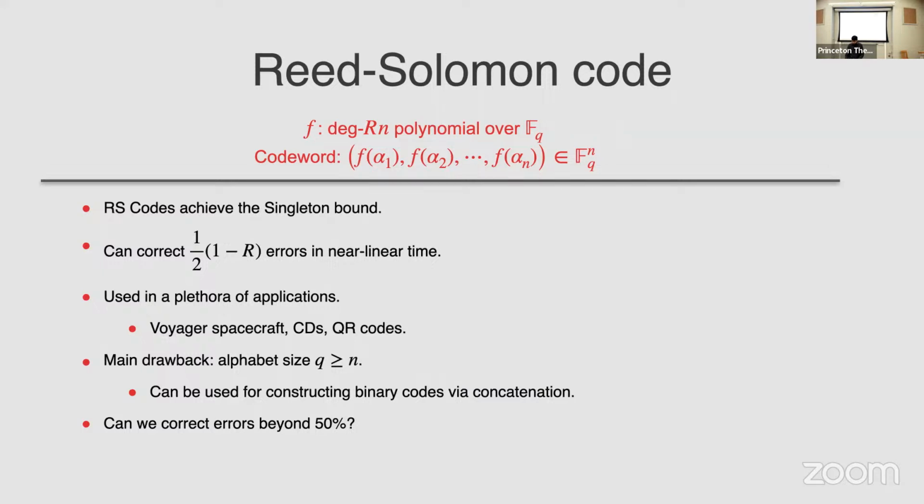But another barrier that we can see from here is, can we correct errors beyond 50%? Because right now we saw that we can only correct half of 1 minus R many errors. So even if the distance is very close to 1, we can only correct 50% errors in the best case. And correcting errors beyond 50% turns out to be really important in these pseudo-randomness and complexity applications.